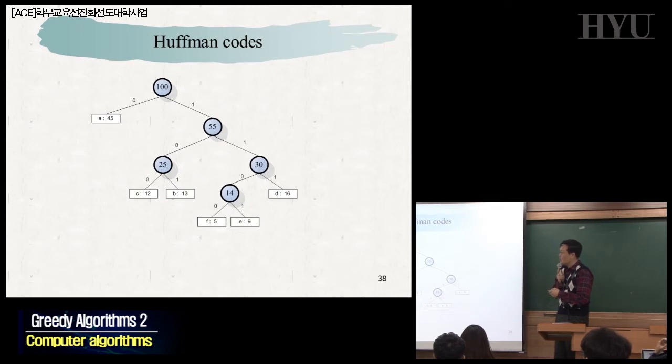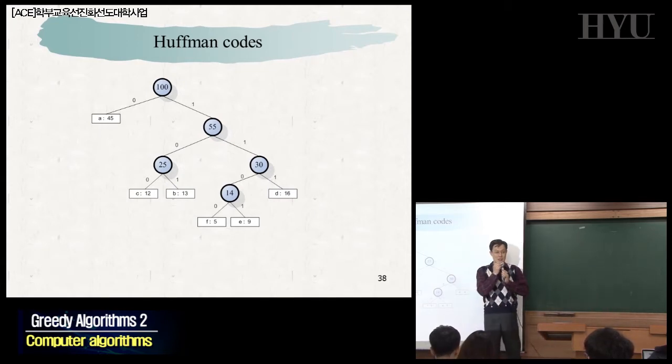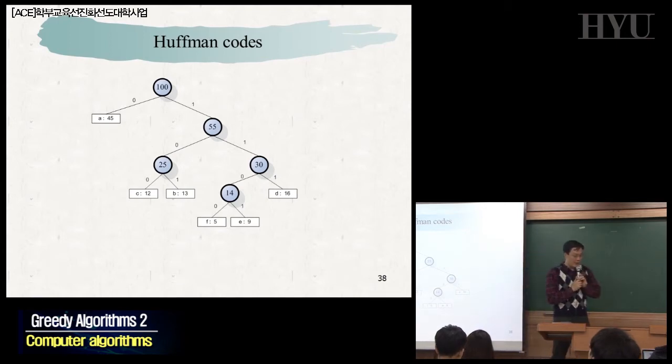Then we assign code words to characters in this way. A is 0, and B is assigned 1, 0, 1. And for C, we assign 1, 0, 0. And D is 1, 1, 1. E and F are 1, 1, 0, and 1, 0 respectively. So first, we create a tree like this, and then find code words.